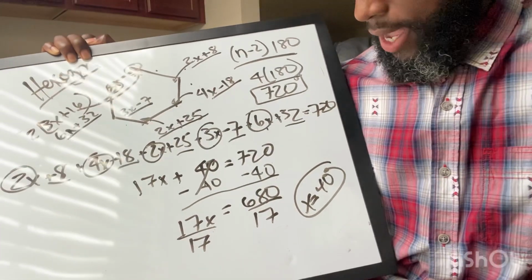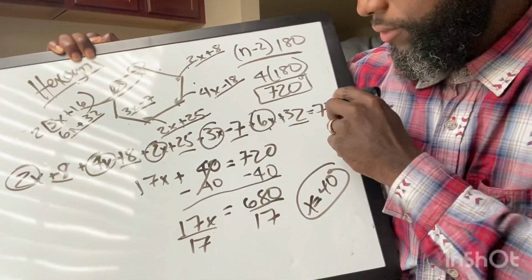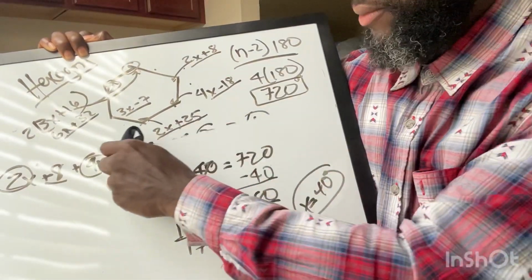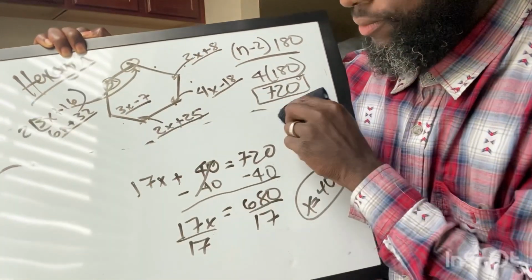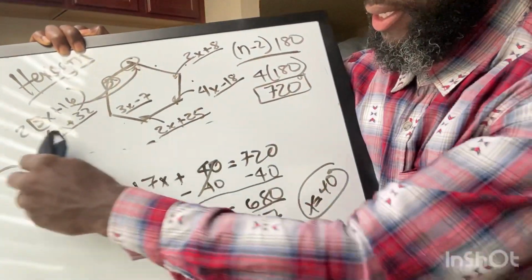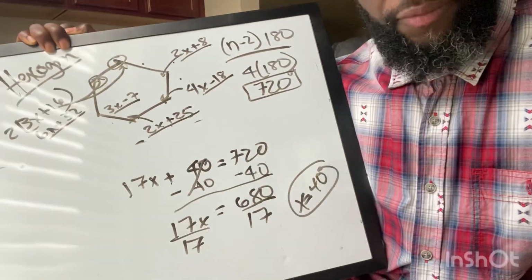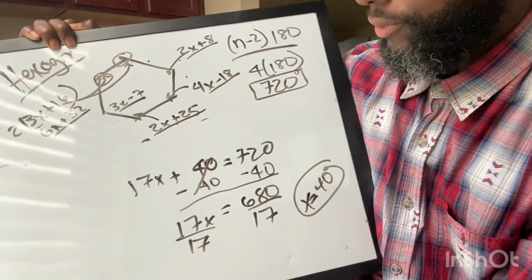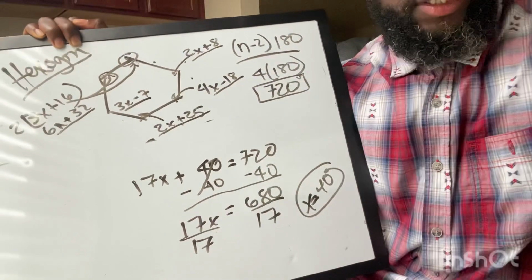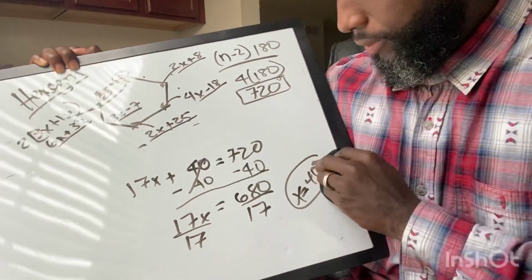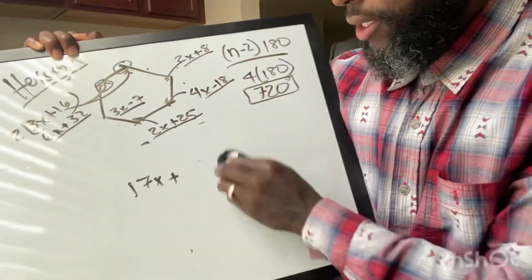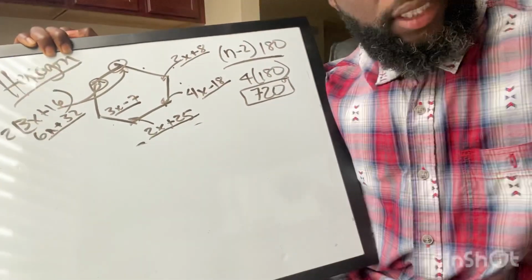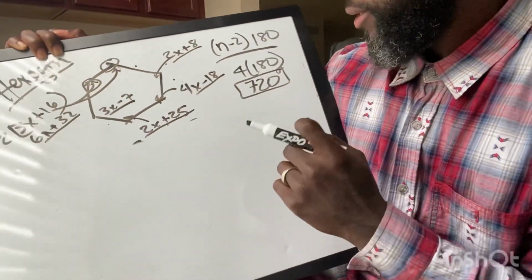The next thing you have to do is, they want to know the measure of the angles. So let's move some stuff out of the way. We're going to take 40 and put it back in here. You can rewind to get to it. All right, x equals 40. We have 6 angles that we're dealing with.